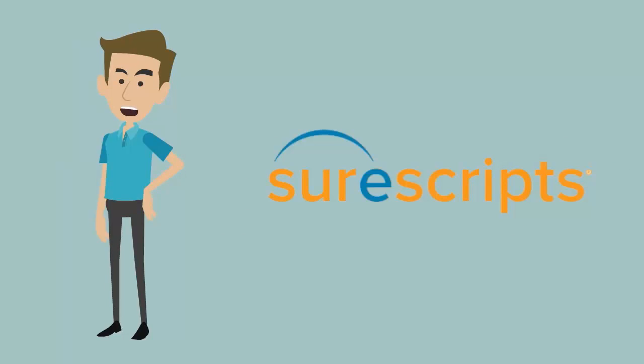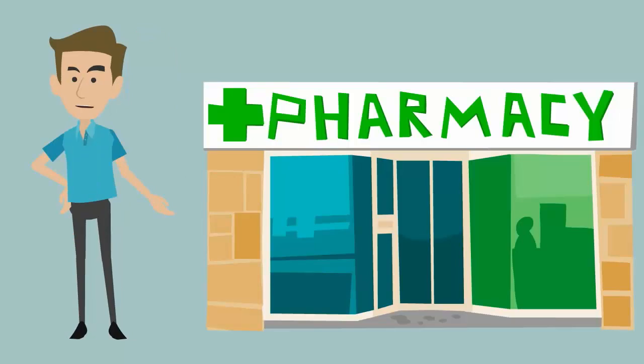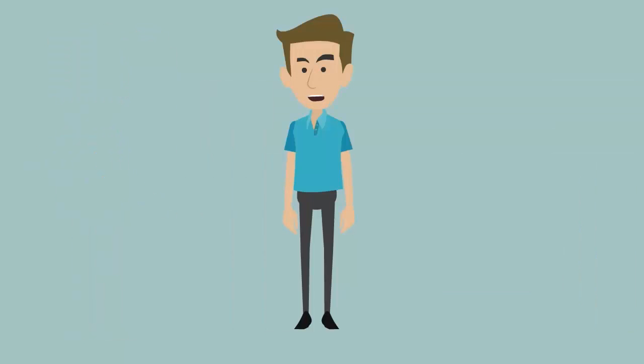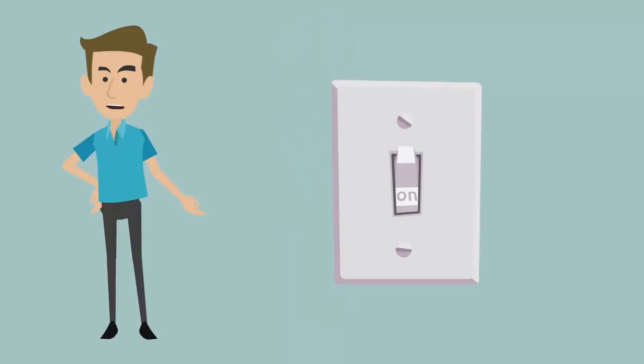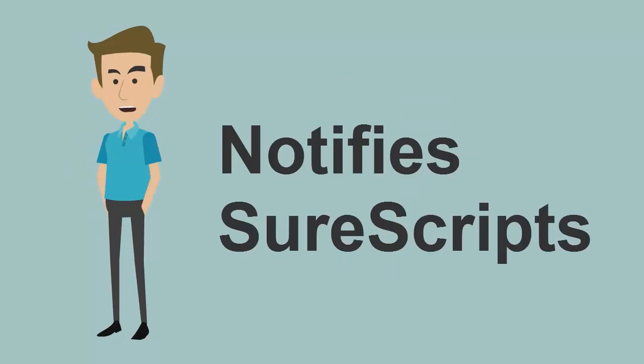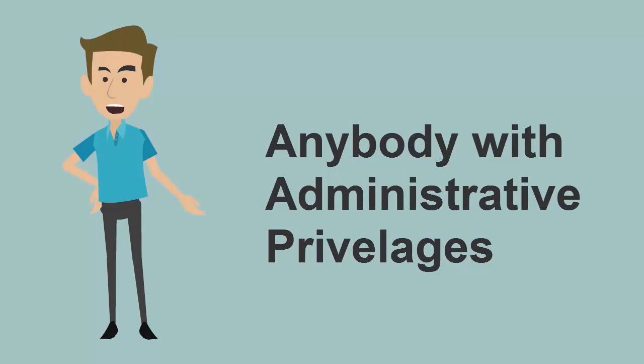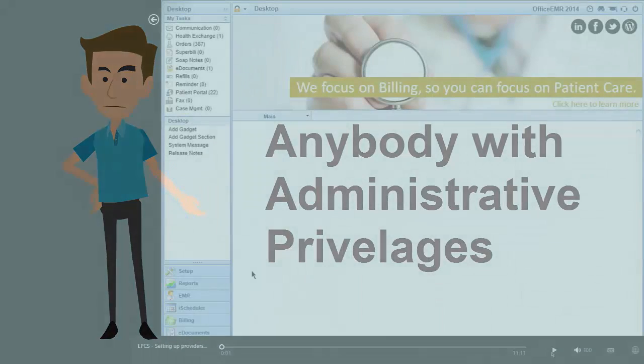SureScripts is our partner responsible for sending all electronic prescriptions generated from Office EMR to the actual pharmacy. This step will add the EPCS service level for your provider, which sort of flips the switch at the SureScripts level, notifying them that this provider has this type of access. This can be done by anyone in the practice that has administrative privileges.